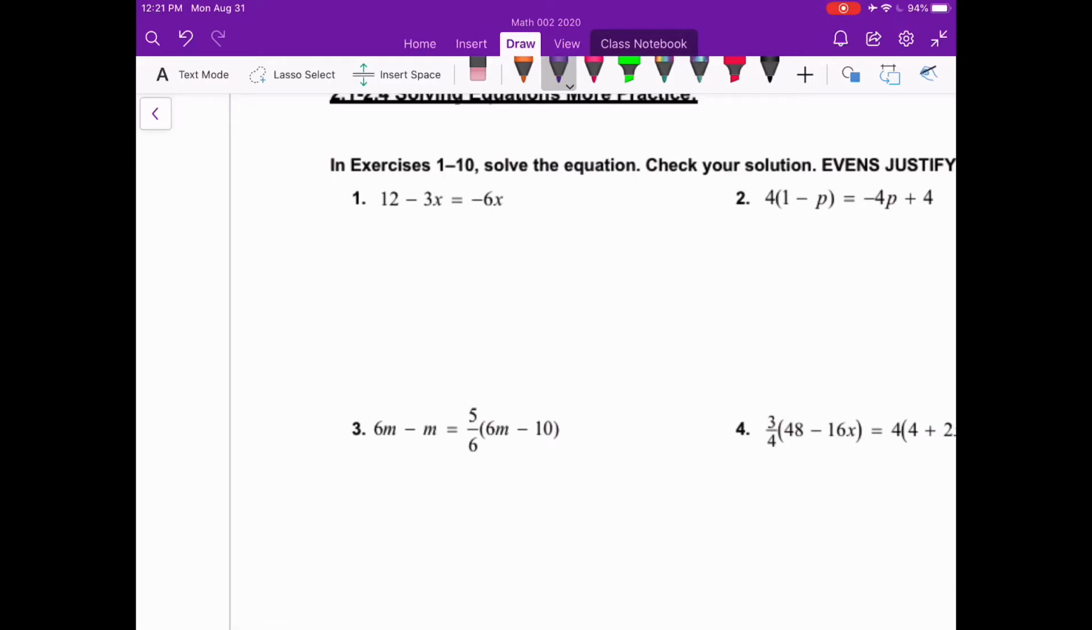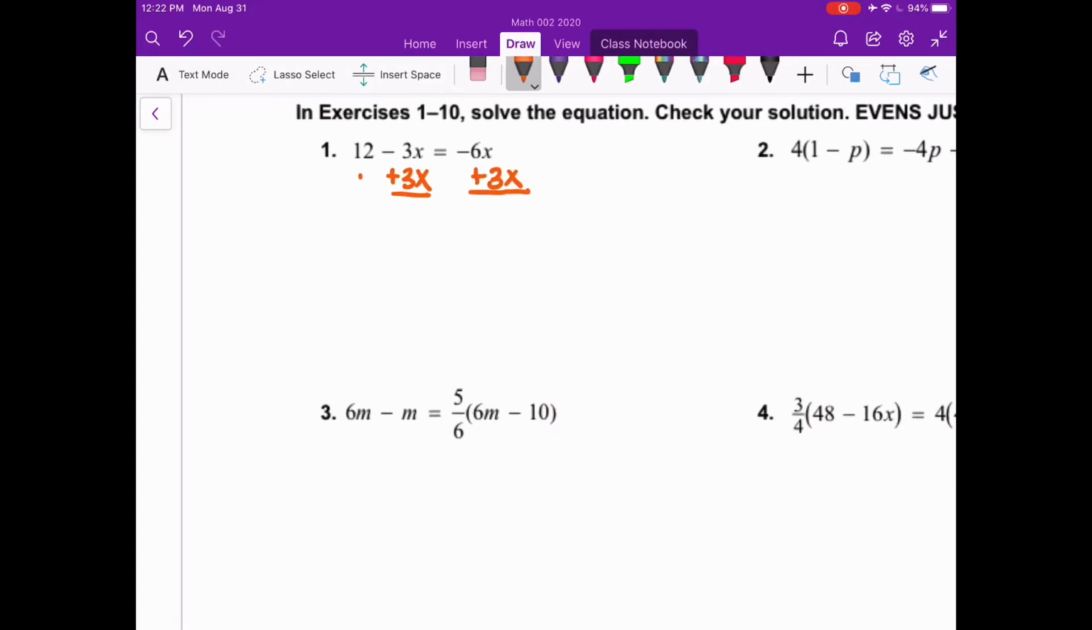Notice there's no like terms on the left side by itself, no like terms on the right side by itself, so we want to focus on getting x alone on one side. So let's start by moving this 3x over to the right side. We want to bring down anything that wasn't affected, so 12. This becomes 0, it cancels, equals negative 6x plus 3x is negative 3x.